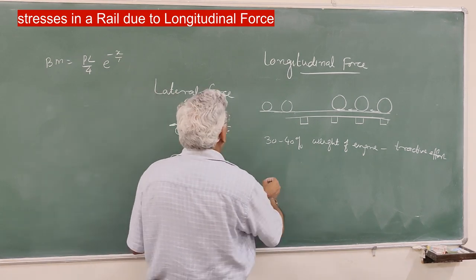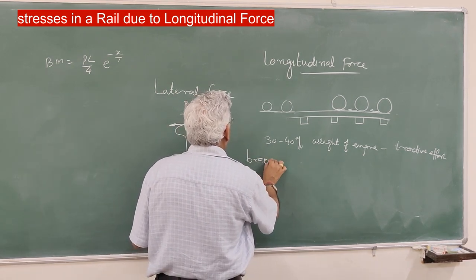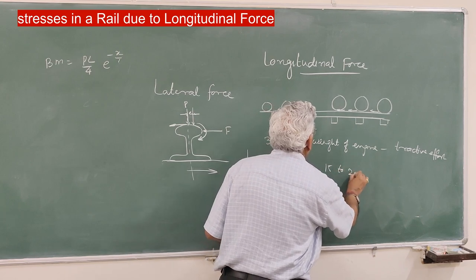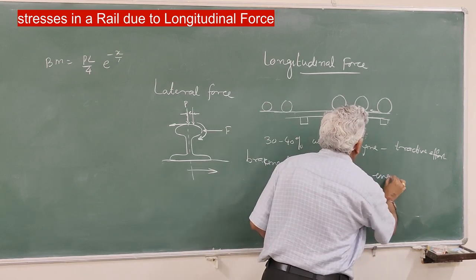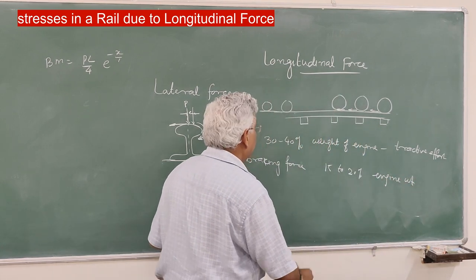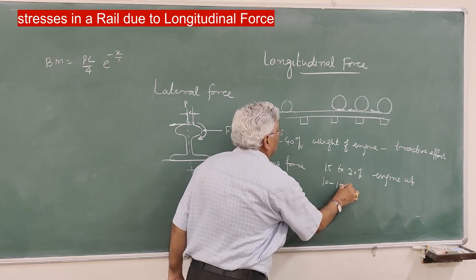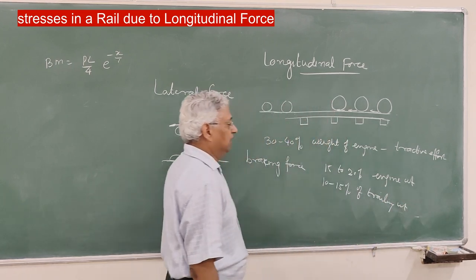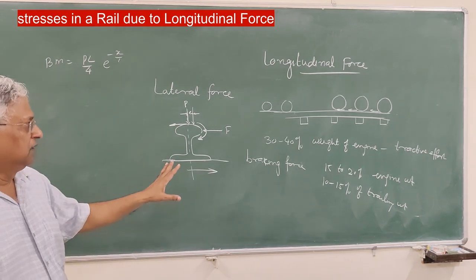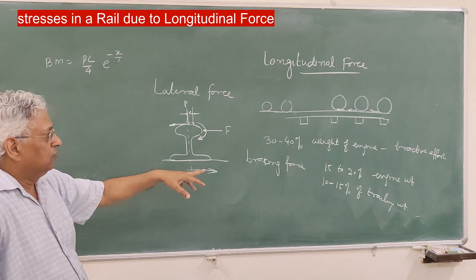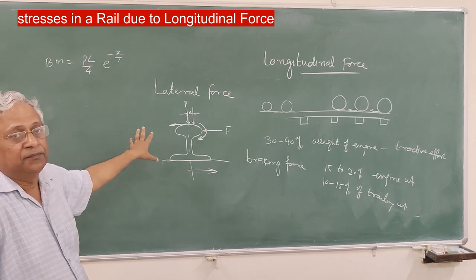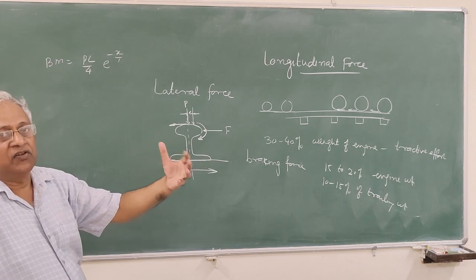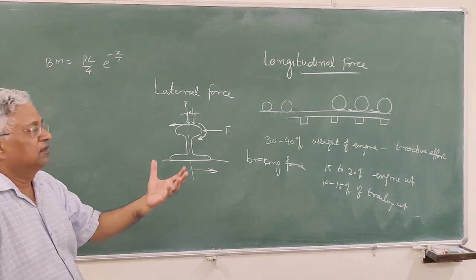And the braking force can be taken as 15 to 20% of the engine weight and 10 to 15% of the trailing weight. Huge force. You can imagine now, 15 to 20% of the weight of the engine and 10 to 15% of the total trailing weight of the train. That is the braking force. So the rail surface should be so hard that it is able to resist this force.